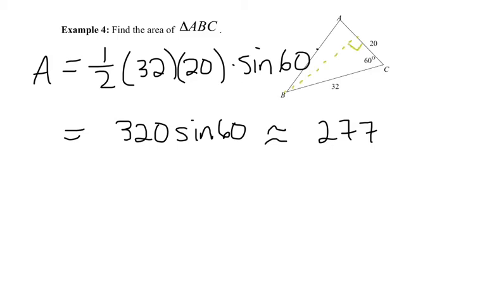If you forget this, of course, you can just draw in your right angle. So here's my right angle. My base would have been 20. My height would have been 32 sine 60.